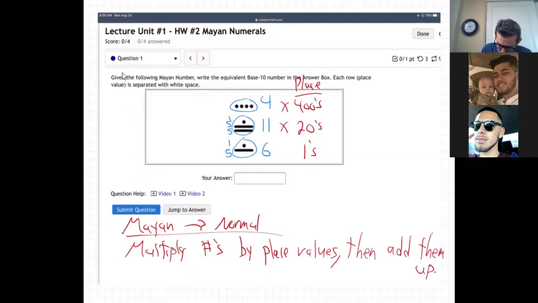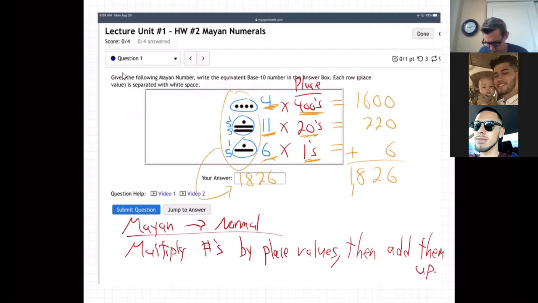I'm just going to multiply these numbers. It doesn't matter where you start. 4 times 400, this will be 1600, just use your calculator. 11 times 20 is 220, right? 2 times 11 is 22. Throw the 0 in the back. 1 times 6 is 6. And then just add those up. What is that? 6, 2, 18. So that's the number 1,826. This funny looking Mayan number is the same as our 1,826.